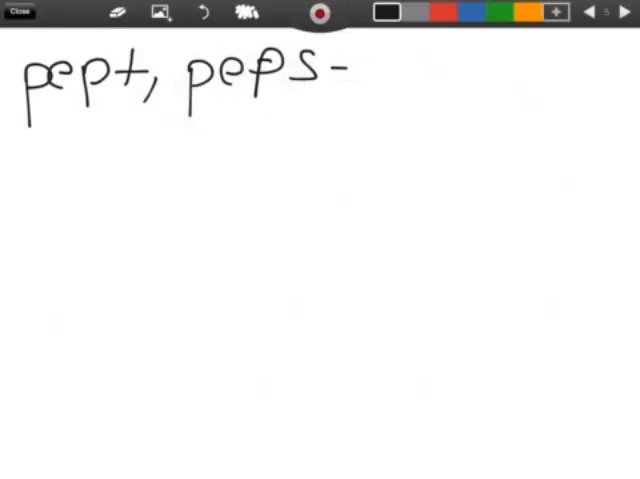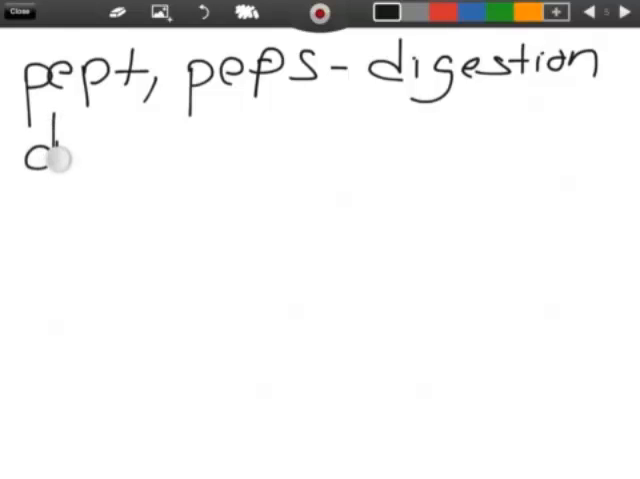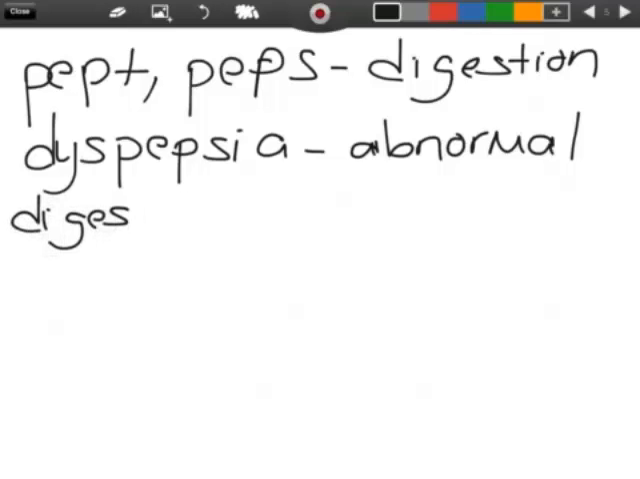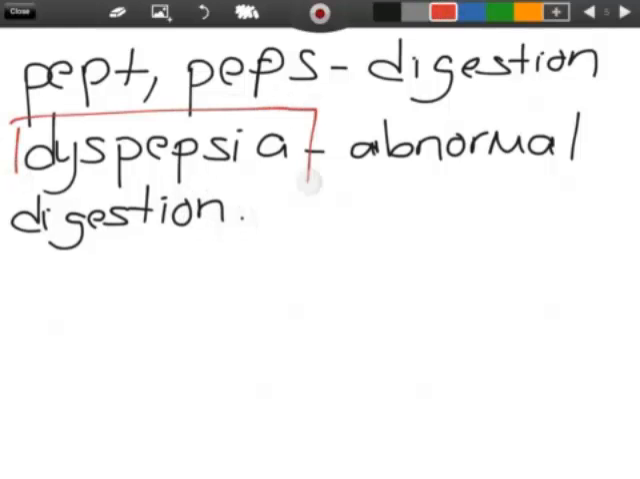is pept or peps, meaning digestion. I'm going to give you an example here, and that is pepsia, meaning abnormal digestion. I'm going to use this in a sentence.